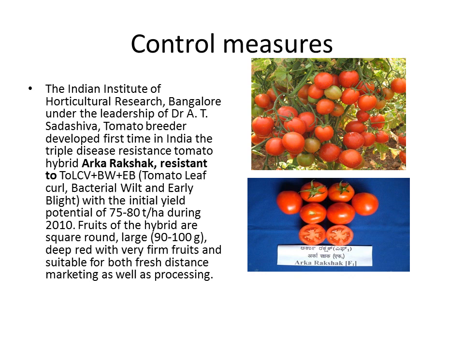and of which they have given the name Arka Rakshak. This particular variety gives a very good yield of around 75 to 80 tons per hectare, and the fruit is round in shape and large, around 90 to 100 grams, deep red because of the accumulation of lycopene inside, and the fruit is very firm, and it is suitable for both fresh distance marketing as well as for processing.